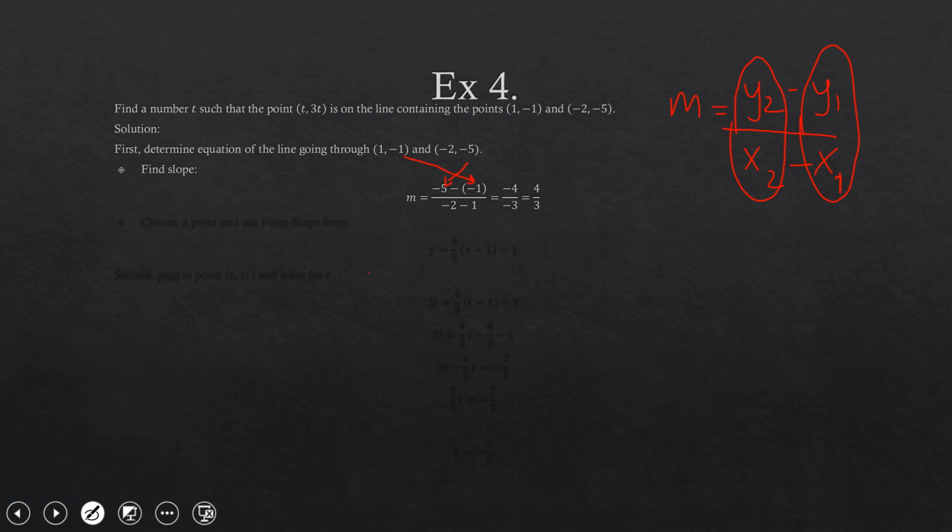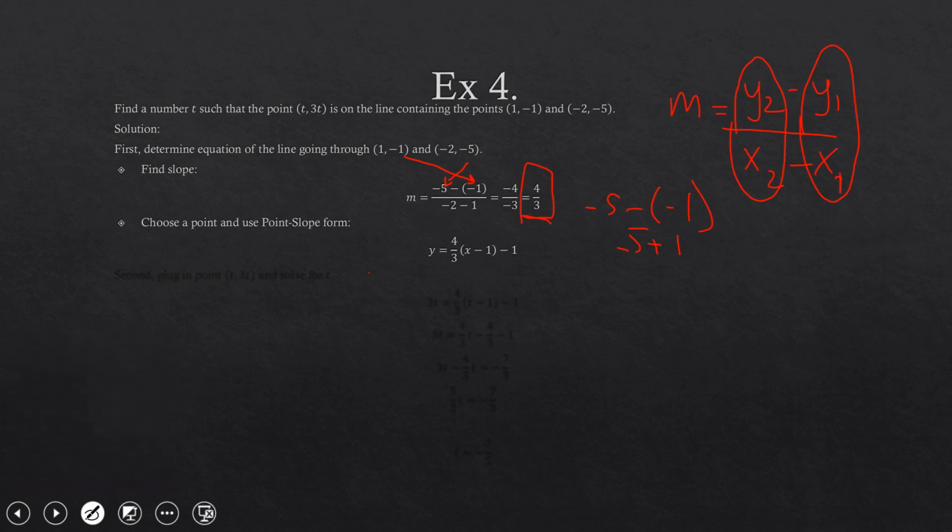You get the gist. -1 is going in over here, and we have -2 minus 1 from the x values. So -5 minus -1, that's -5 plus 1, which is -4. And then -2 minus 1 is -3, so that's going to give us 4/3 for our slope. And then we need to pick a point, doesn't matter which one of these, (1, -1) or (-2, -5), and use the point slope form.